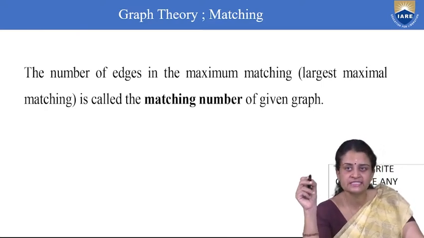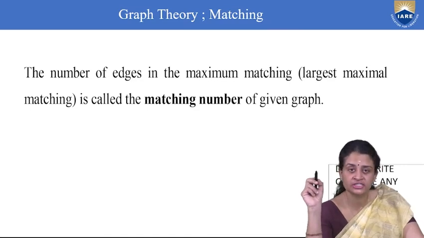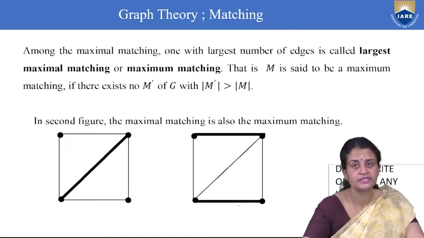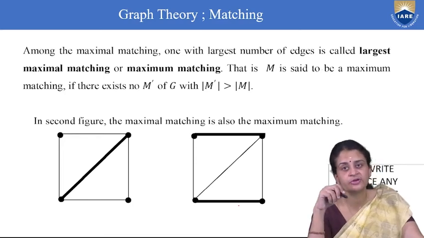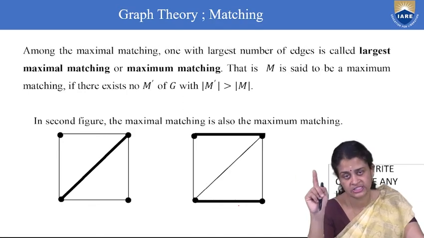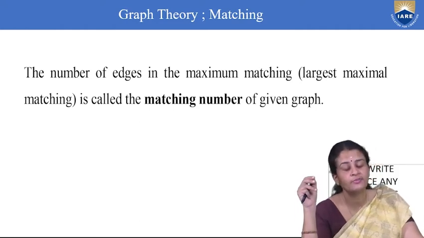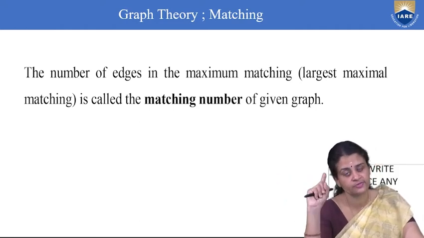The number of edges in a maximum matching, that is the largest maximal matching, is called the matching number of a graph. Here in this graph, the matching number is 2. That is, the cardinality of the maximum matching is termed the matching number of a graph. Okay, so what is the matching number of K3? It's 1.